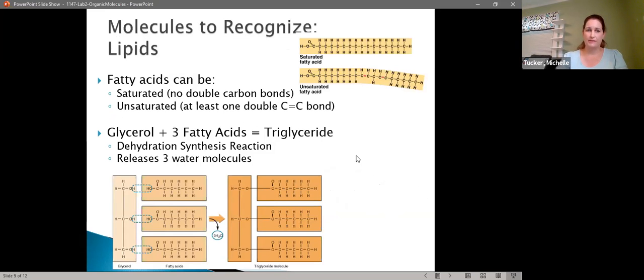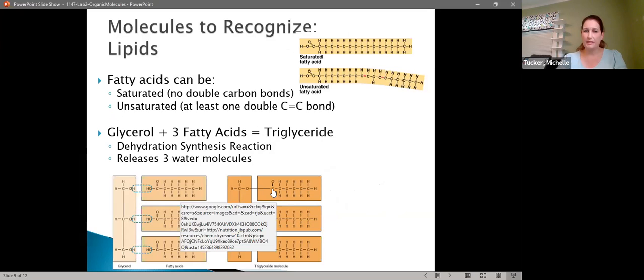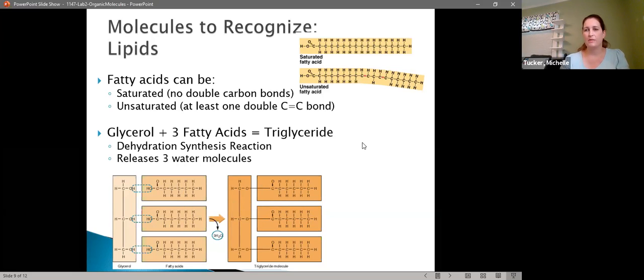Fatty acids can be either saturated, meaning that there are no double bonds between carbons. Okay, so for a fatty acid, there will always be a double bond between a carbon and an oxygen. This was part of that carboxyl group that participated in the reaction. And this is called the head of the fatty acid, and I have a picture in a minute. But there's no carbon to carbon double bond. So it cannot fit any more hydrogens on that.